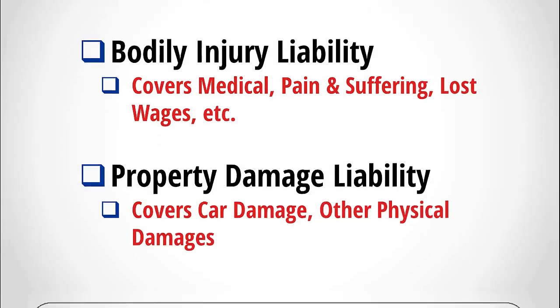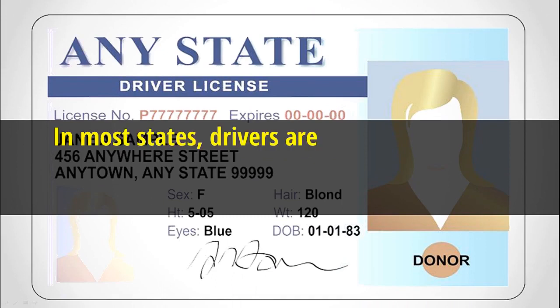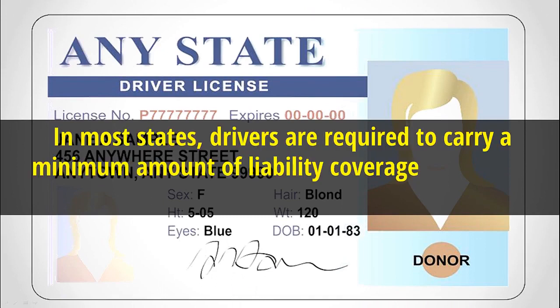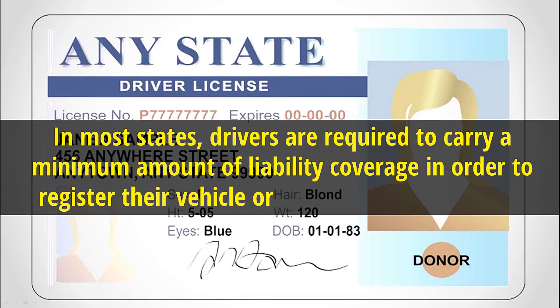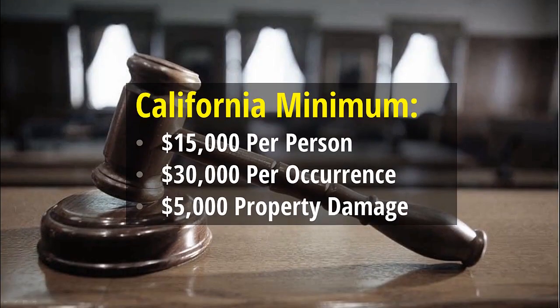So you're probably aware that in most states, drivers are required to carry a minimum amount of liability coverage in order to register their vehicle or obtain a driver's license. And each state has its own minimum liability coverage limits. For example, the limits for California are $15,000 per person, $30,000 per occurrence, and $5,000 for property damage.